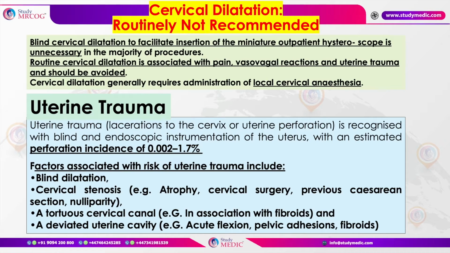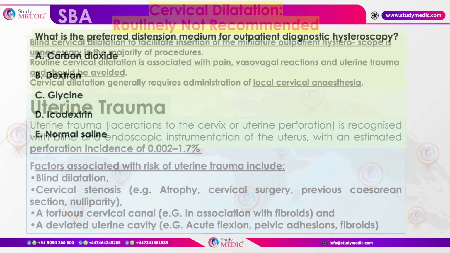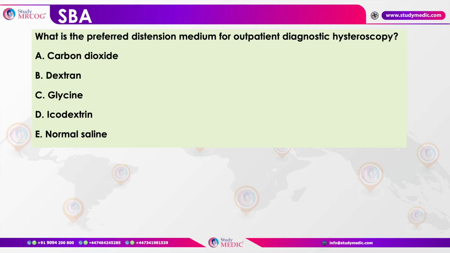Cervical dilatation generally requires administration of local cervical anesthesia. Regarding uterine trauma, it is recognized with blind and endoscopic instrumentation of the uterus, and the incidence is around 0.002 to 1.7%. Factors associated with risk of uterine trauma include blind dilatation, cervical stenosis, tortuous cervical canal, and deviated uterine cavity. Then, what should be the preferred distension media for outpatient hysteroscopy?